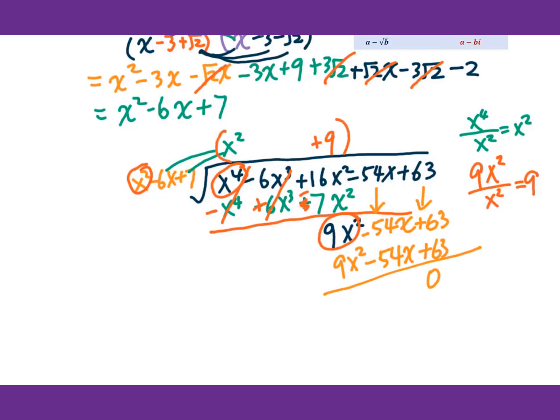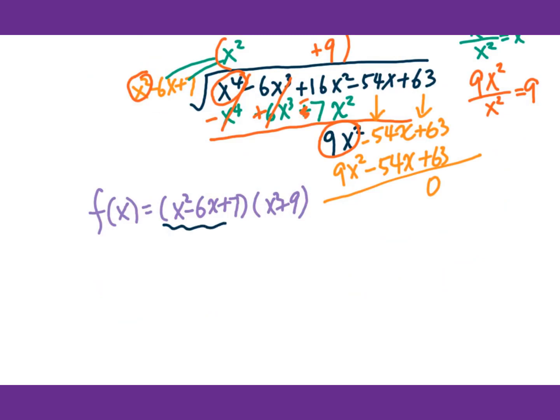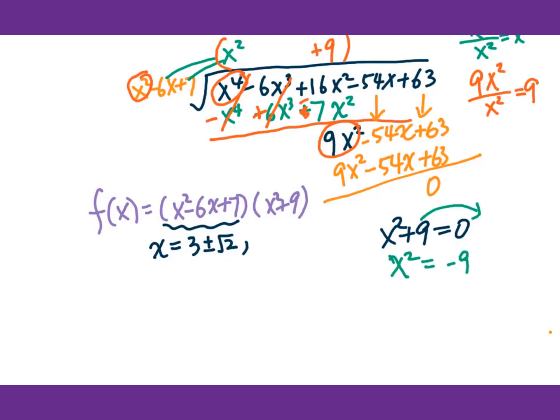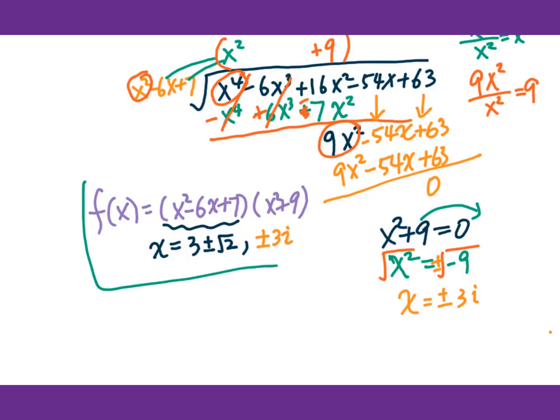So we got x squared plus 9 is a factor. We got f of x equals x squared minus 6x plus 7 times x squared plus 9. We already got x equals 3 plus or minus square root of 2 as the roots. For x squared plus 9, we set up equal to 0. This will be power pattern. Therefore, we got x squared equals negative 9. Then take the square root of both sides. You will get x equals plus or minus, negative sign will be i, square root of 9 is 3. So we got plus or minus 3i as the roots. So this will be the solution.